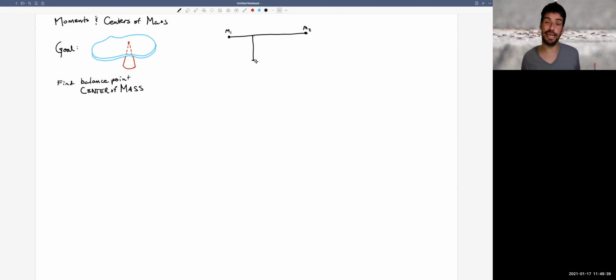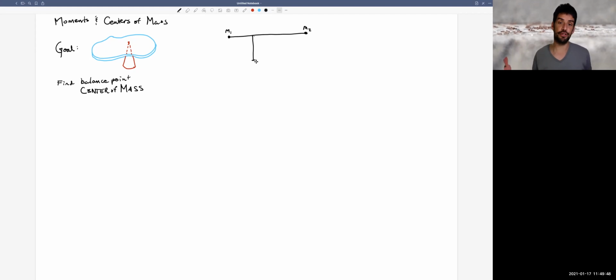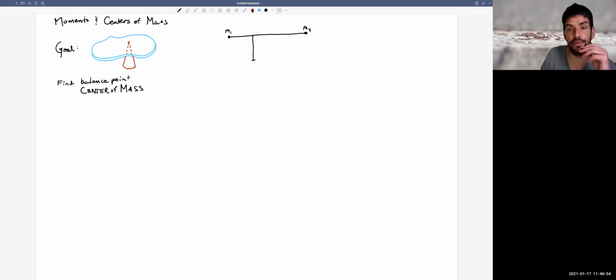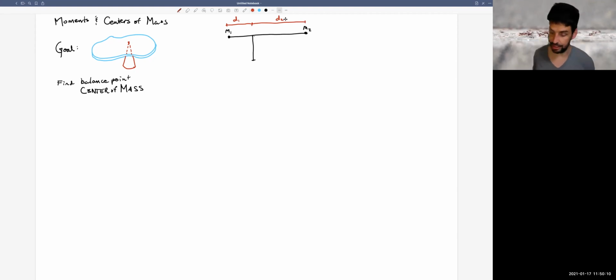So the masses aren't the same. If you've ever been on a seesaw, if the person you're on it with is significantly different mass than you are, you have to adjust how far away you are from the center to find that balance, and that's kind of what's happening here. So let's label some things. Let's just label the distances from the center. We'll call the distance for M1 D1, and this distance from that balance point is going to be D2.